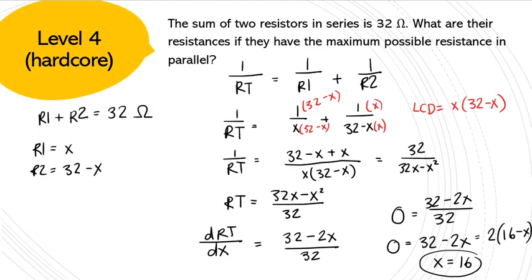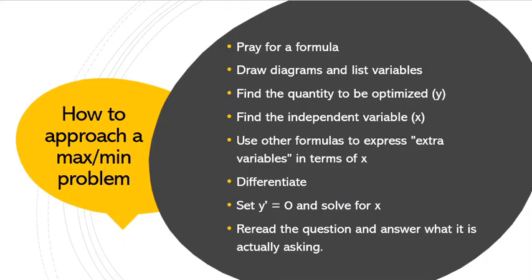So what are the resistances? Well, let's say R1 is 16 and R2 is 32 minus 16, also 16. So there you go. If you want to have the maximum possible resistance of two in parallel, you want them to have the same. That's a challenging one.